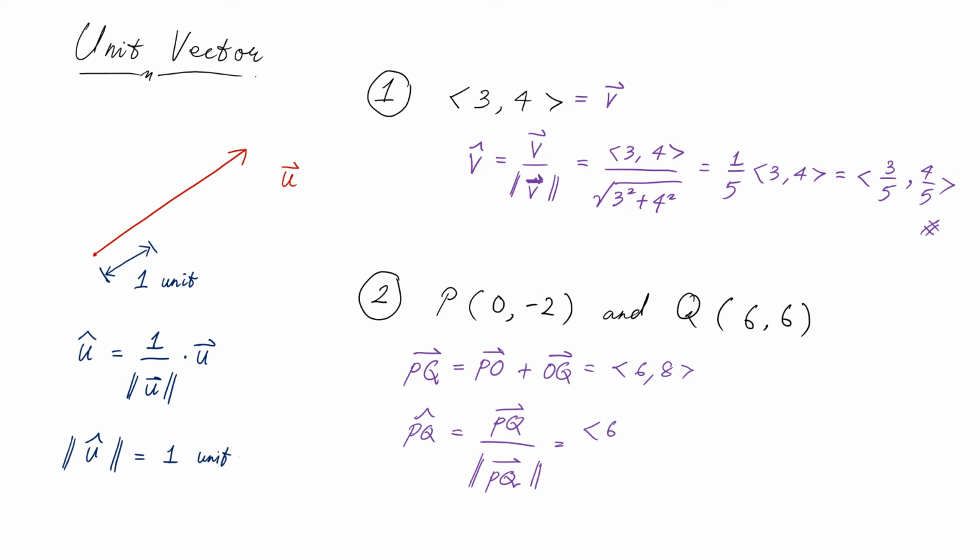So we will have 6, 8 at the top or the numerator divided by the square root of 6 square plus 8 square, which is the square root of 100, and that will be 10. So we will have 1 over 10 multiplied with the vector 6, 8, or we can write it as 6 over 10, which is 3 over 5, and 8 over 10, which is 4 over 5 as well. That will be the unit vector of example number 2.